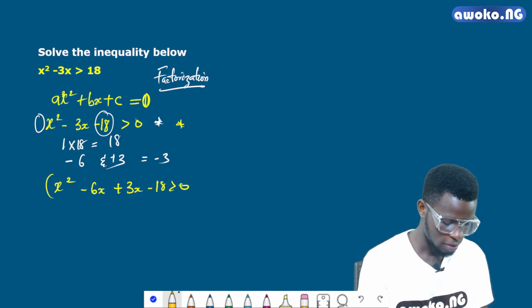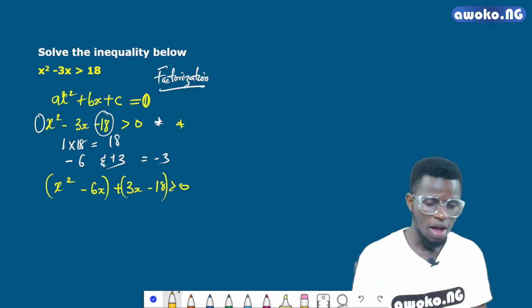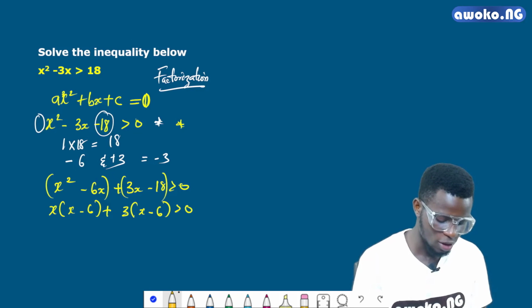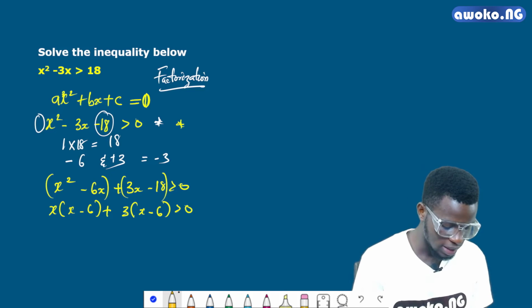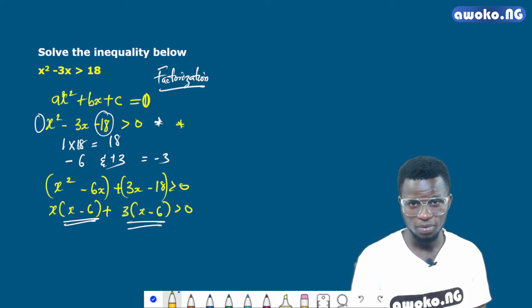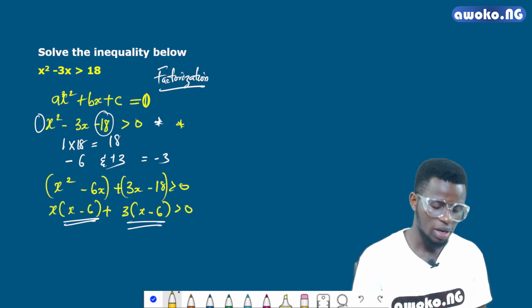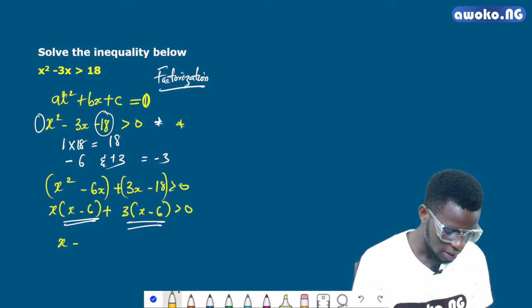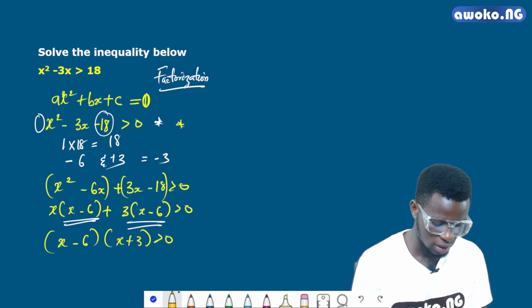So if we pair them by grouping, what is common to each of the groups? We have x into x minus 6 plus 3 into x minus 6. And the logic here is, if what is inside this bracket is not the same as what is inside this bracket, then you are wrong. But since they are the same, we pick one of them and add to this one outside the bracket. So we have x minus 6 times x plus 3 is greater than 0.